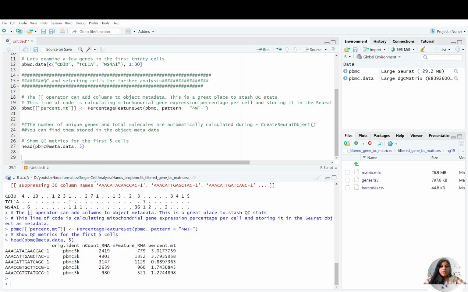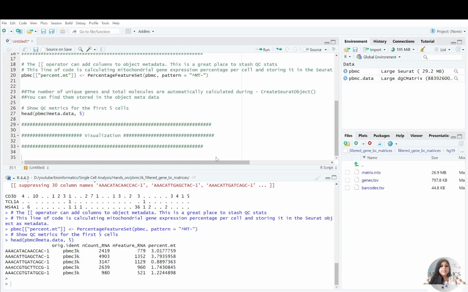Next step will be visualizing our data. Let us also visualize it. We'll perform some visualization steps.